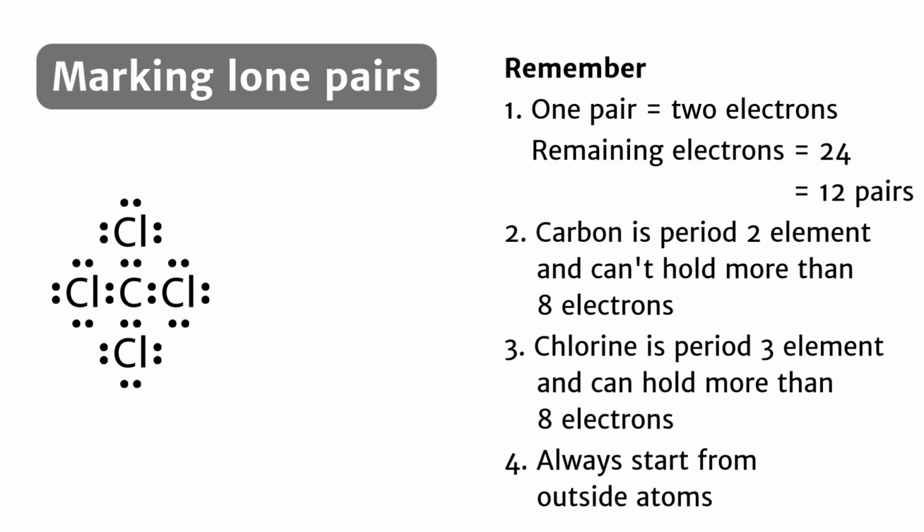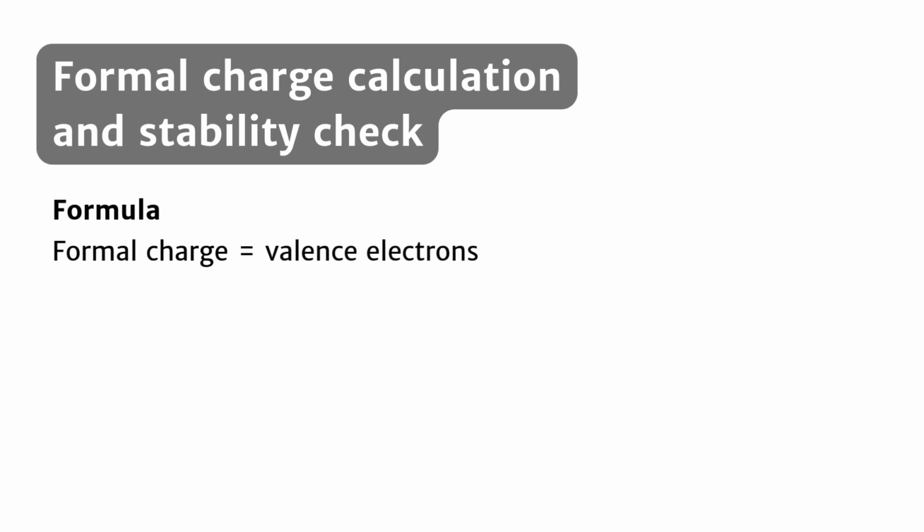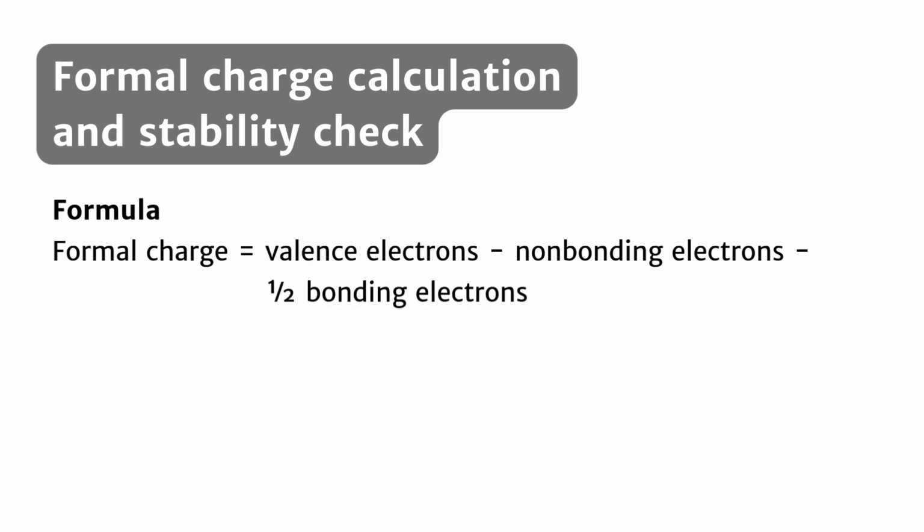This is because there are only 12 lone pairs available, leaving none remaining to assign to the central atom. We can observe that the octet is complete for the 4 outer chlorine atoms as well as for the central carbon atom. Now we will check the stability of the structure by calculating the formal charges for each atom. This is the formula we can use to calculate formal charges for the CCl4 Lewis structure. Formal charge equals valence electrons minus non-bonding electrons minus half times bonding electrons.